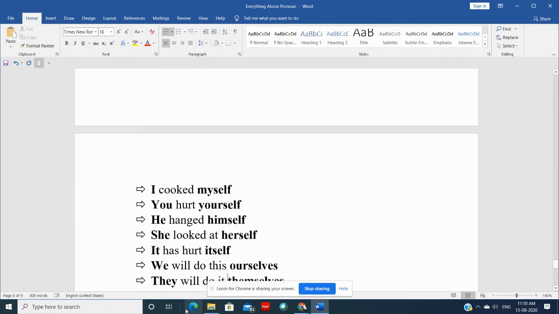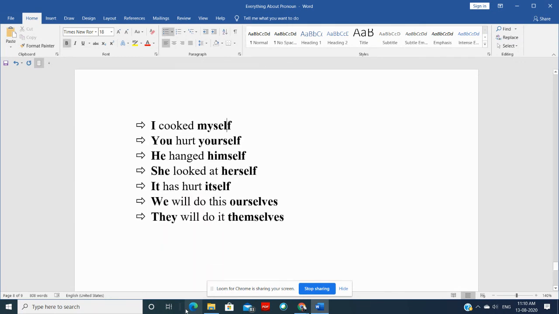Now let's look at these sentences again. I means myself. You becomes yourself. He becomes himself. She, herself, it, itself, we becomes ourselves and they becomes themselves. So this is how reflexive pronoun works.